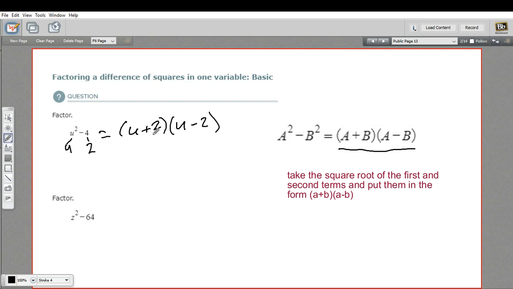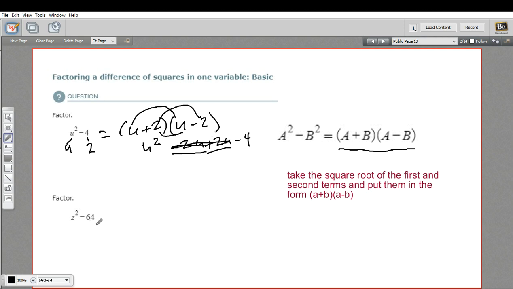And if you want to test that, you can FOIL this out to see. What happens is that the middle terms always cancel each other out. So let's go ahead and FOIL this just to check. The first terms, u times u, would be u squared. The outside terms, u times negative 2, would be minus 2u. The inside terms, 2 times u, would be plus 2u. And the last terms, 2 times negative 2, would be minus 4. And what you can see is the negative 2u and the positive 2u add up to 0, so we get u squared minus 4. So that's how that works. That's why the shortcut works.